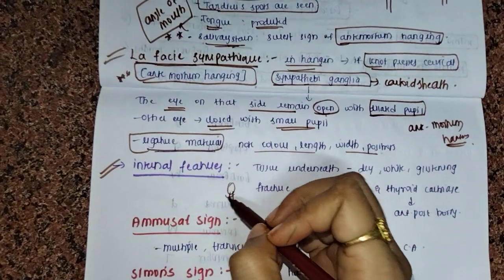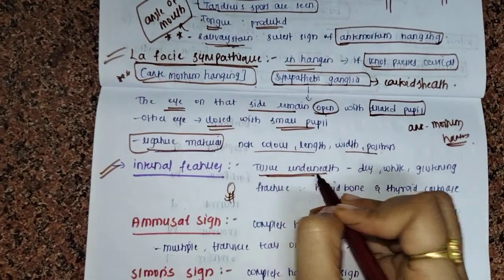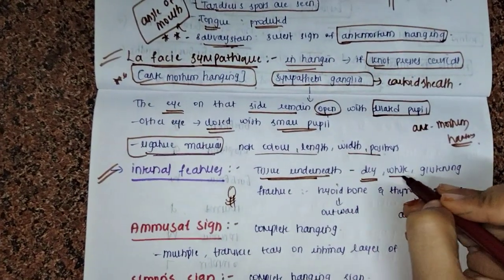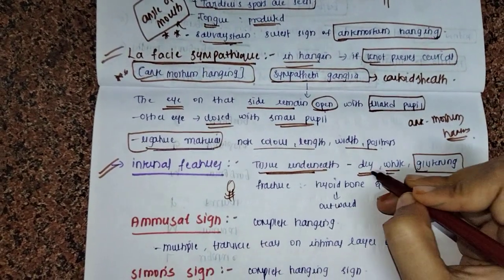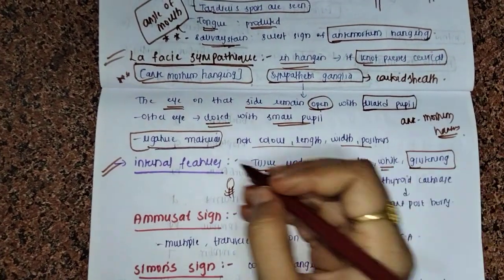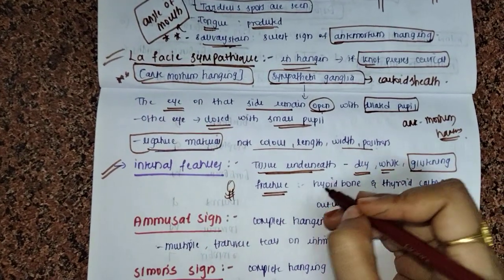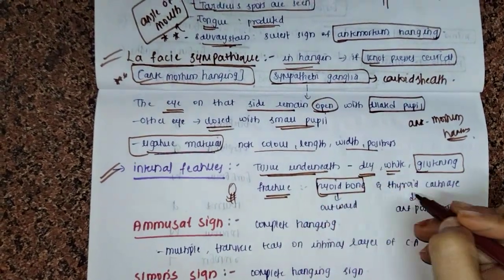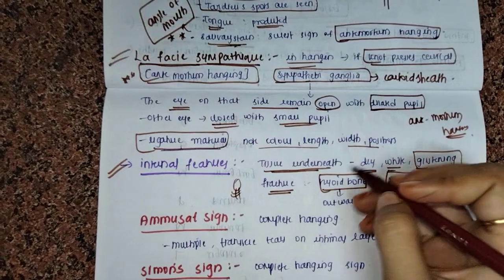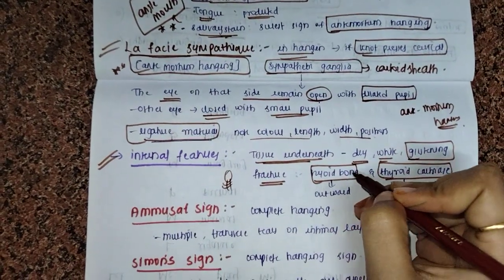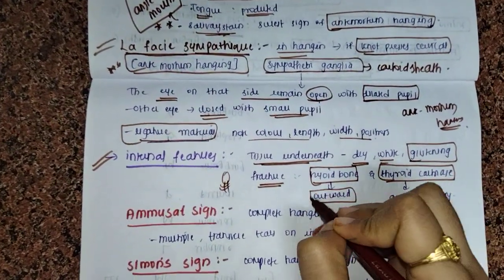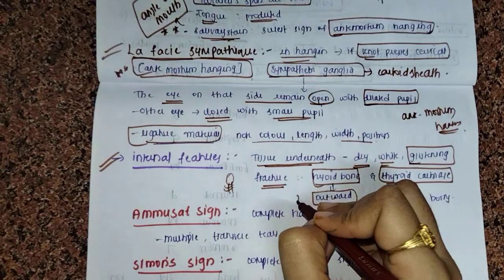Now internal features. The ligature is tied to the neck, so obviously the tissue under the ligature will be dry, white and glistening. Remember this. And because of this, fracture occurs. Mainly it will be the fracture of the hyoid bone and the thyroid cartilage. If hyoid bone fracture occurs, the fracture is outward in nature.